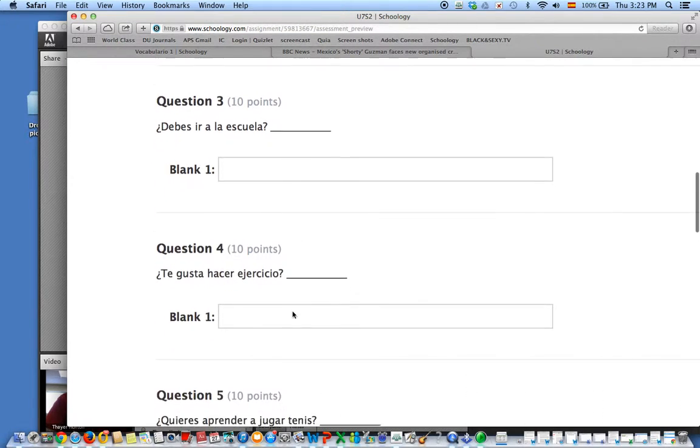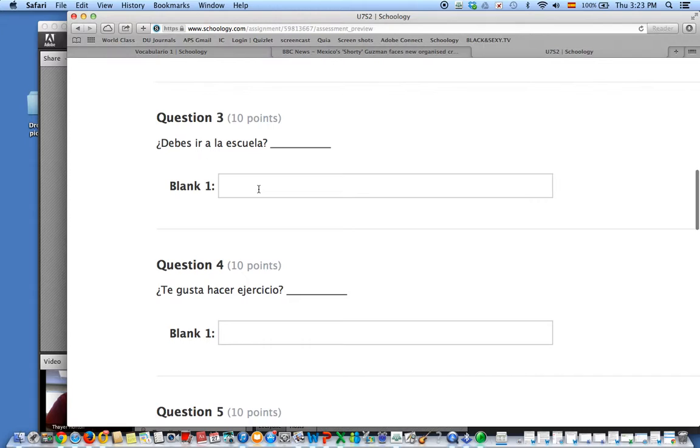Okay. Let's get another one real quick. Debes ir a la escuela. It says, should you go to school, or ought you go to school? I know we don't use that word a lot, do we? Ought. Doesn't even sound right in the United States, does it? But I like that. So shouldn't you go? You should say, yes, I should, of course. So you say, sí, accent mark, comma, debo ir a la escuela, period.